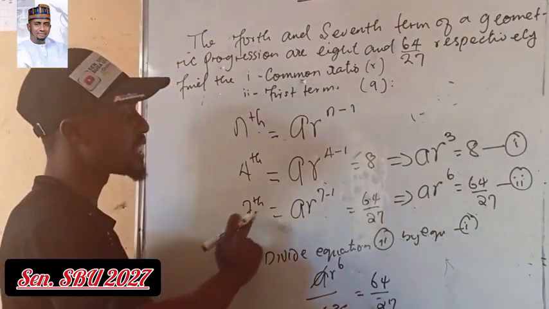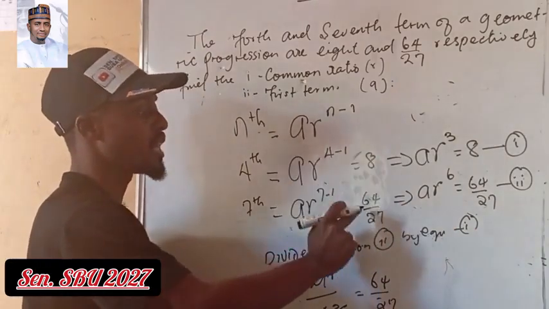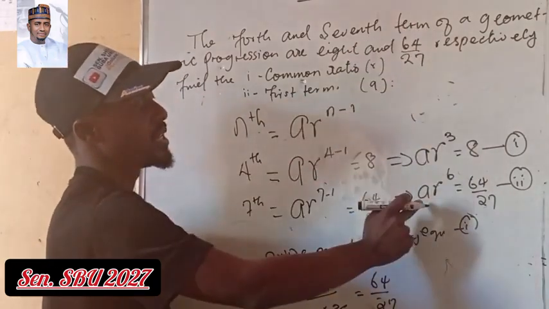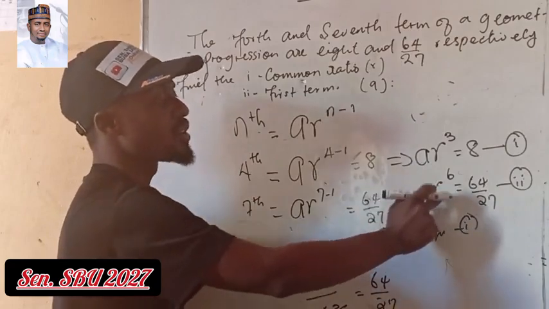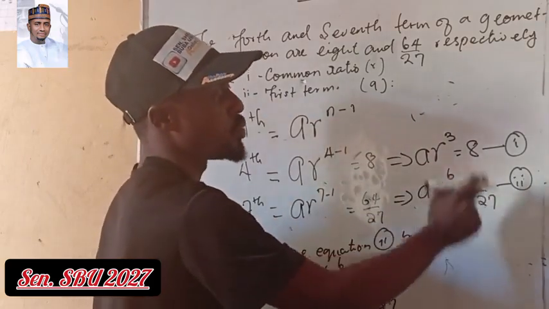And the seventh term, a r raised to power 7 minus 1, the same as we did for the fourth term, equals 64/27 based on what we have here. We shorten it as a r raised to power 6, because 7 minus 1 is 6, equals 64/27.